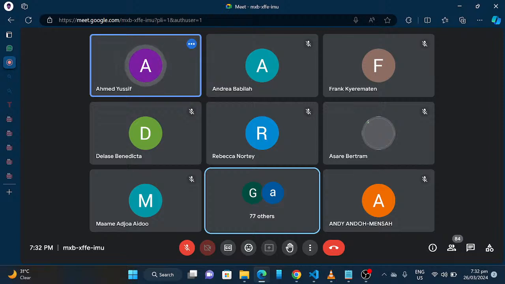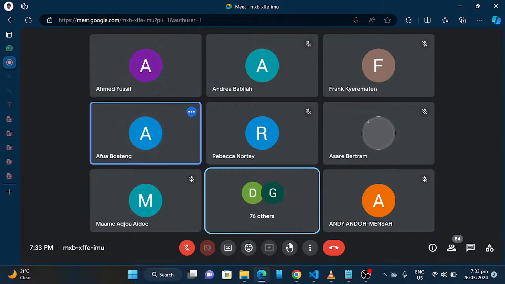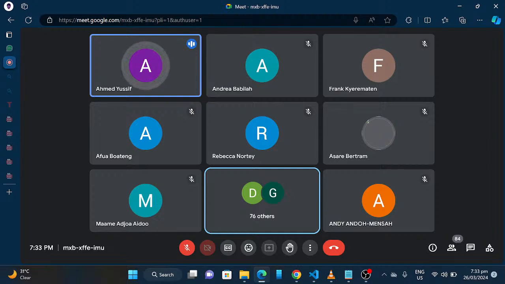Is that clear? All right. Any questions on warfarin? Any questions on warfarin before we move on?